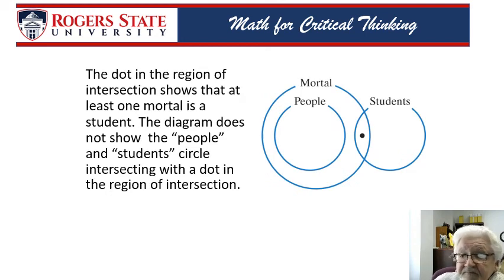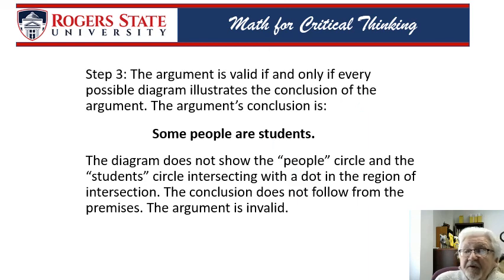So there's our model. If we can find a place that they overlap, at least one mortal is a student, well, there's the area of students who are also mortals. If that exists, we say it's true. So the argument is valid if and only if the diagram concludes what we were talking about. This diagram does not show that the people circle and the student circle intersect, so the conclusion does not follow. See, what we've got is mortals can be students, but we didn't really find out if people can be students.